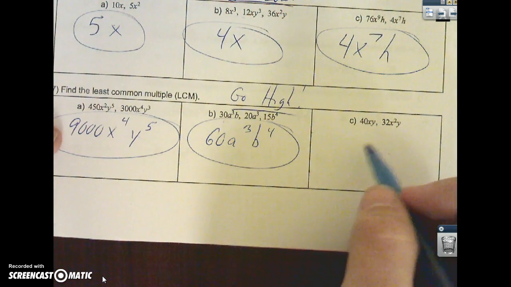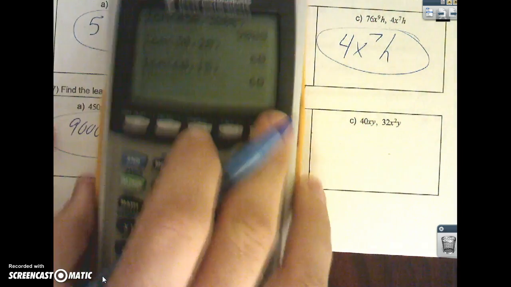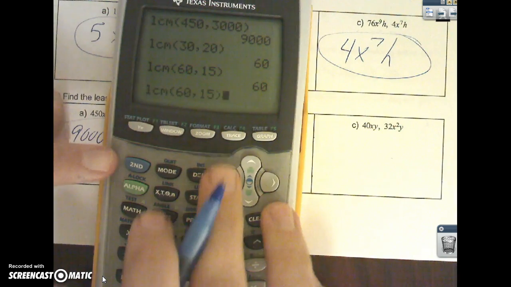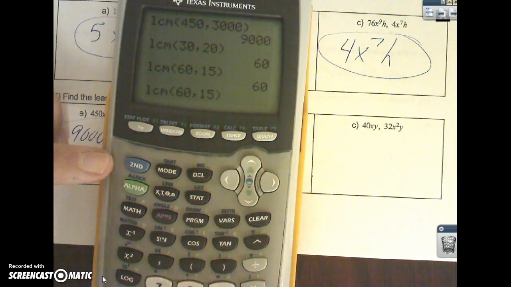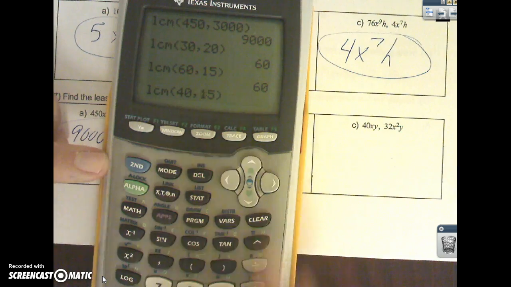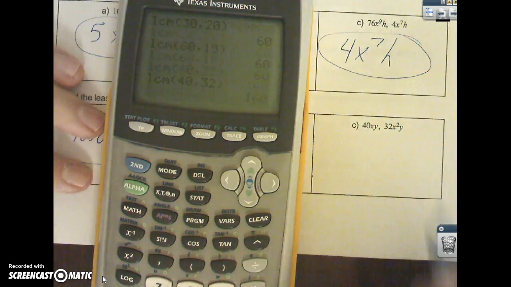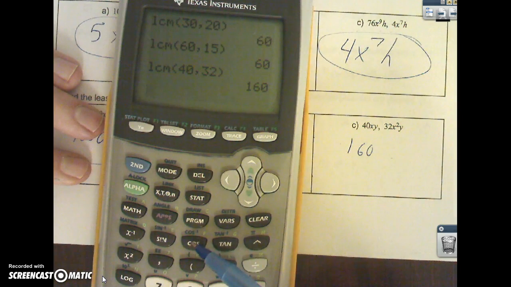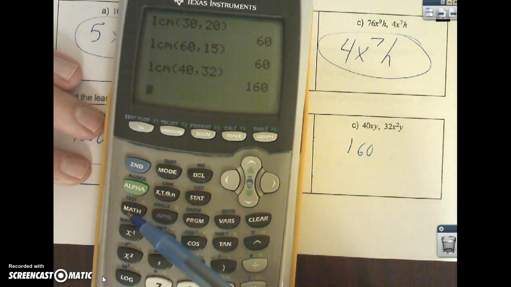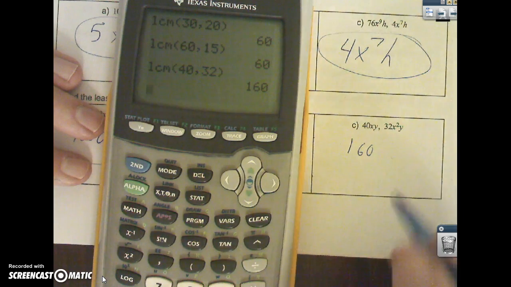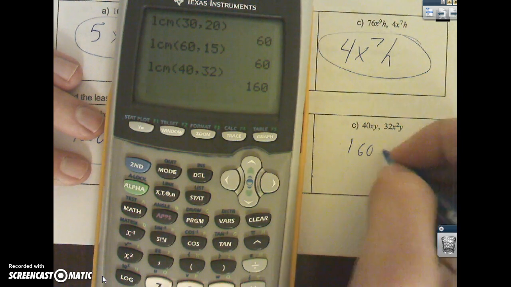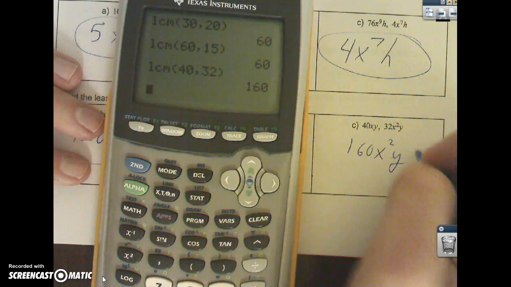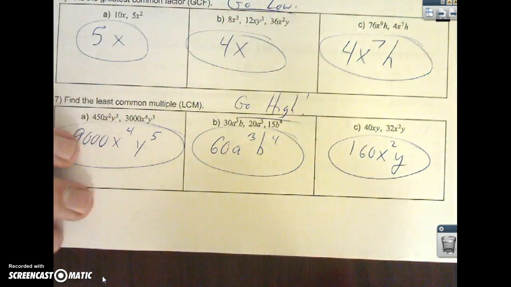Alright. 40xy, 32x squared y. Again, I tend to just use the calculator a lot for LCM because it's just easier. You do start to get to higher numbers. 32, 160. Guys, if you need help with this calculator, please let us know. We can show you how to hit the math button, and then I'm going over and so on. X squared, the high is x squared. Y and y, the high is y. Alright? Wonderful.